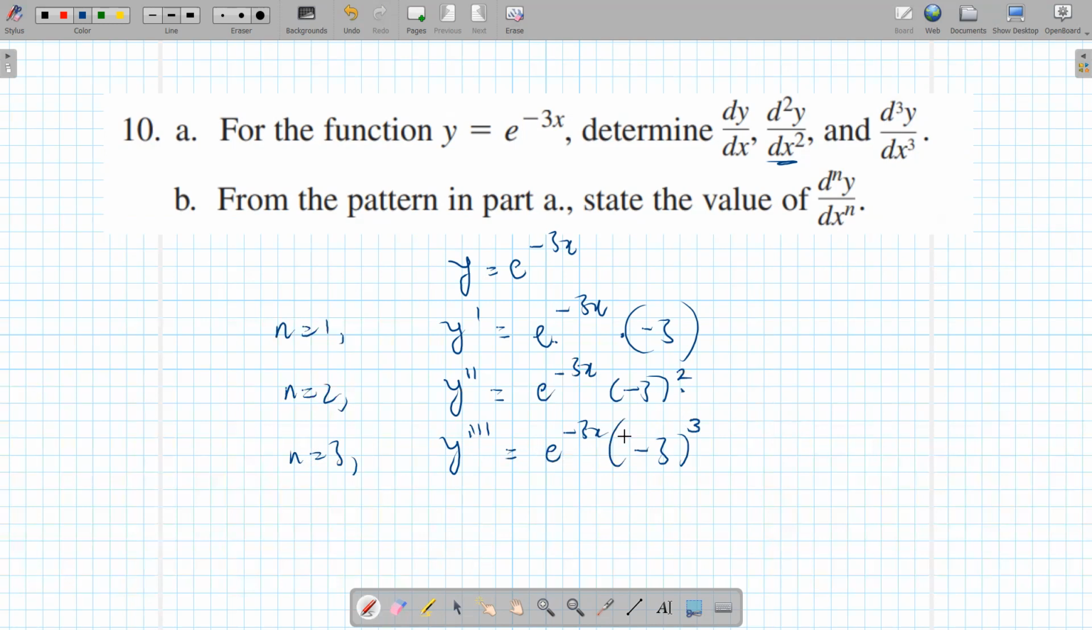Tell me the answer to part B. What's the pattern that we found? What's going to be y to the power of n, which means the nth derivative? What changed from here to here, here to here? Only one thing changed. The exponent. So the nth derivative of y is going to be what? The exponent is n. There you go. That's it. It's pretty easy. But again, you have to think about it a little bit.